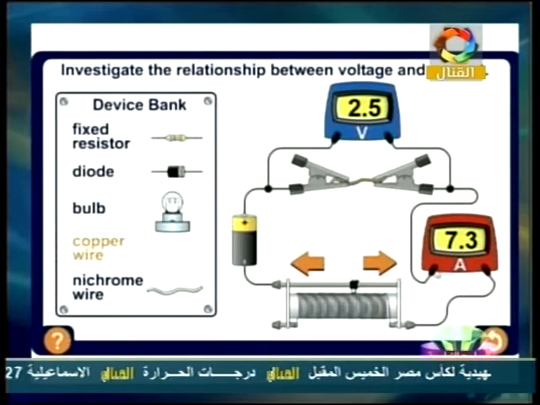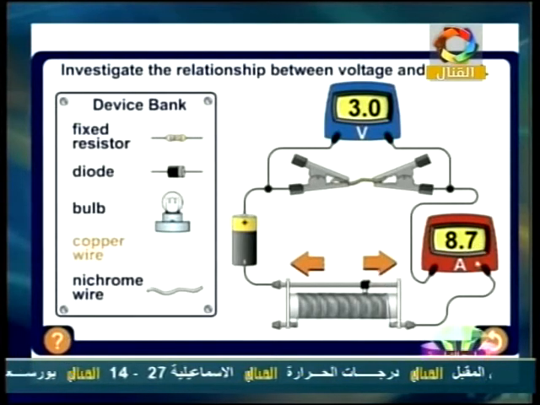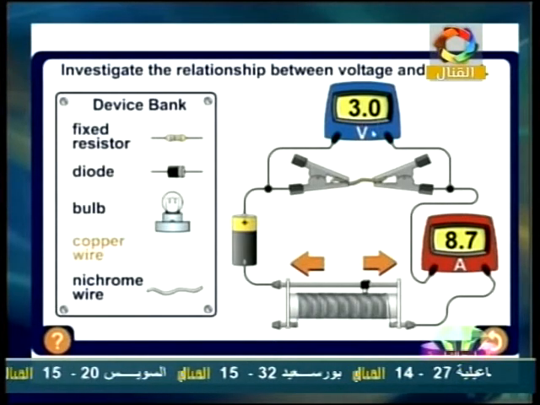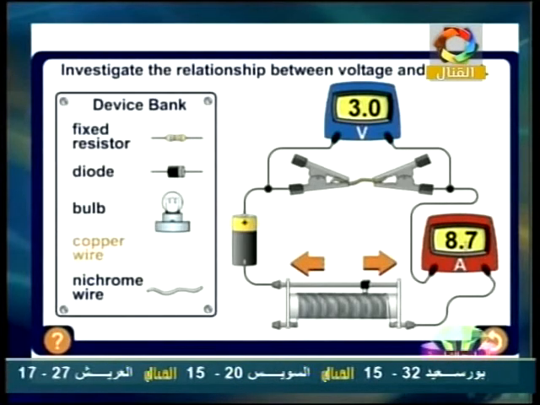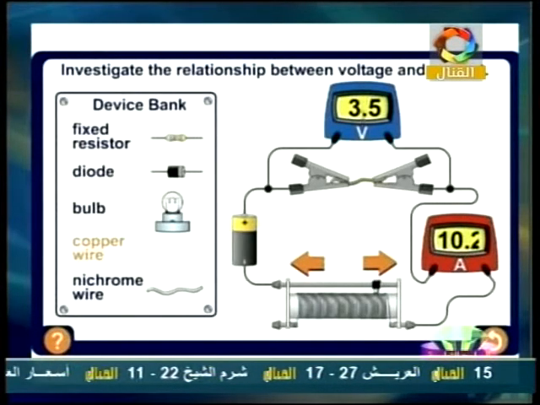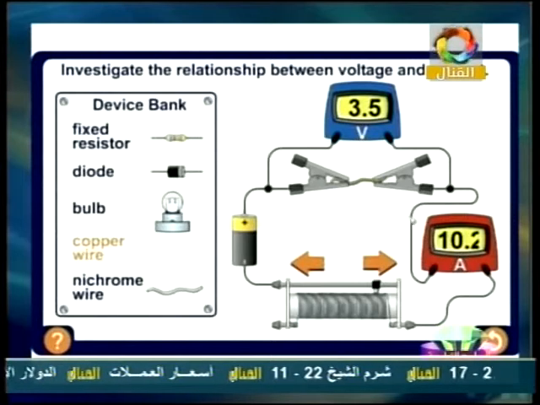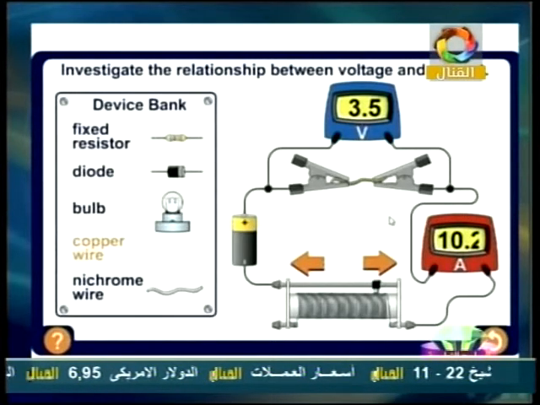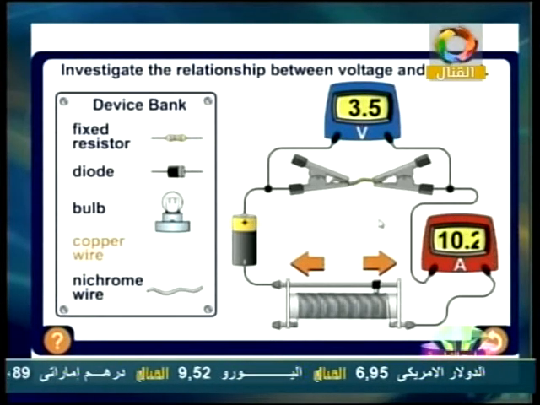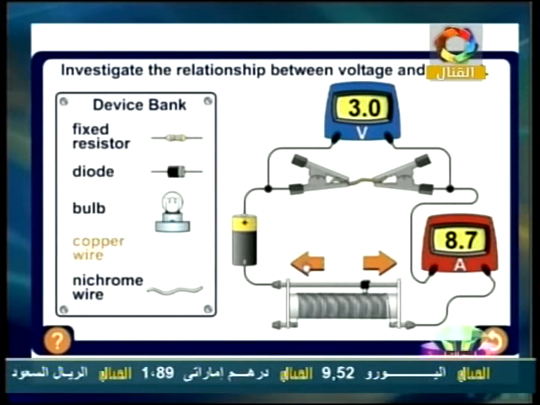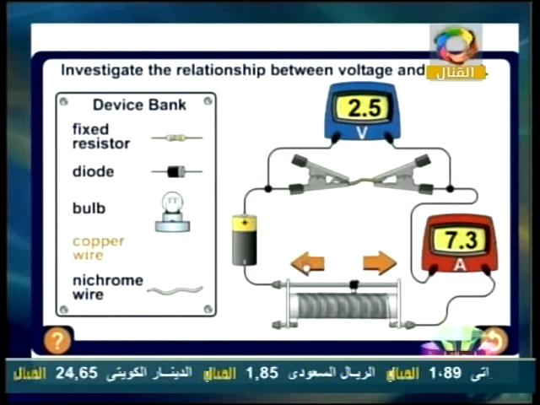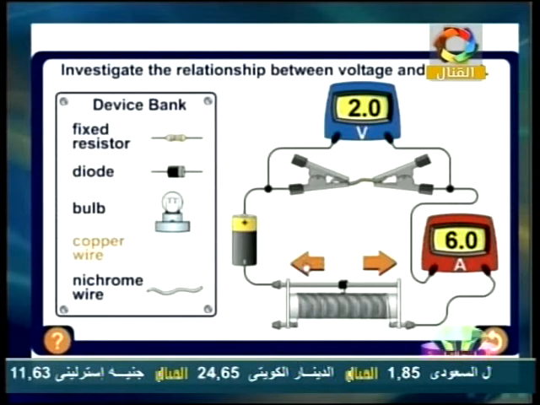Ohm said that. So here if I increase, the ammeter shows 8.7 and we have 3 volts. They increase with each other. And the last time we have 10.2 amperes and 3.5 volts. So the electric current intensity and the potential difference increase with each other and decrease with each other. If I decrease like this, the current decreases from 10 to 8 and the voltage from 3.5 to 3, decreasing with each other again.